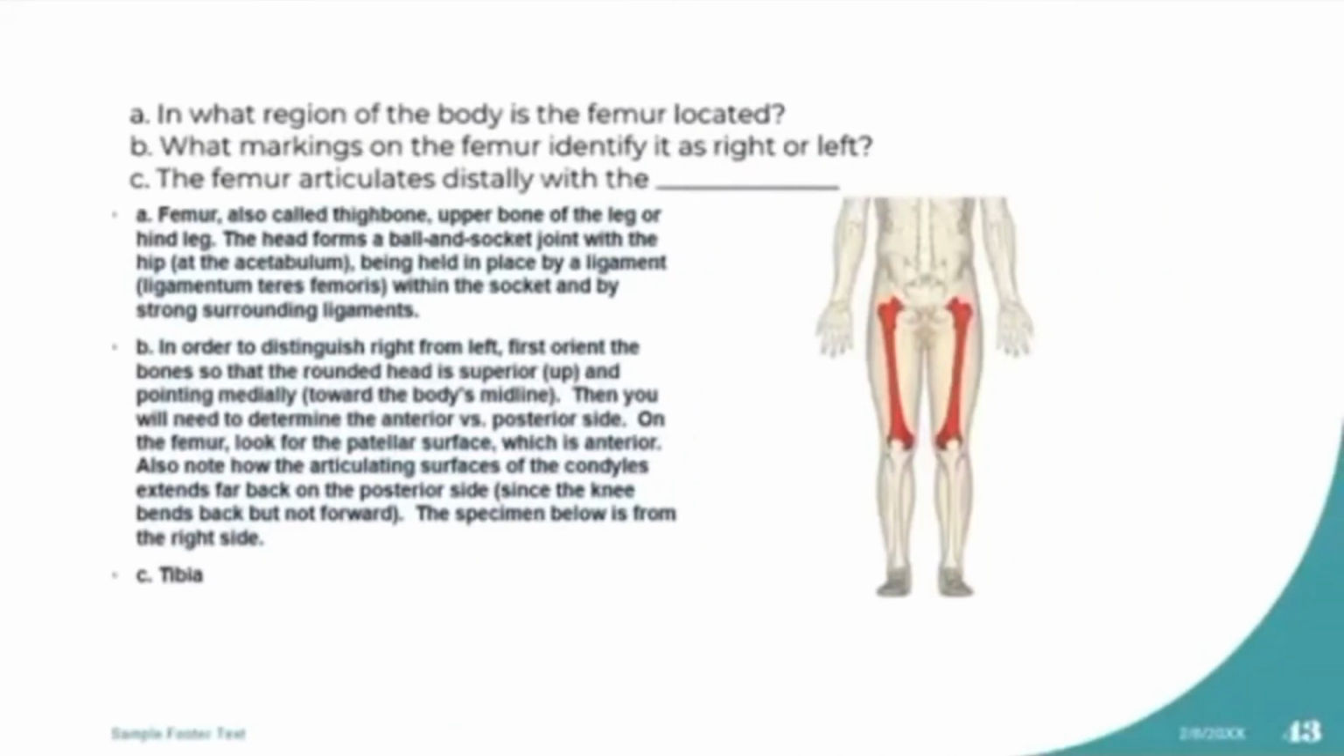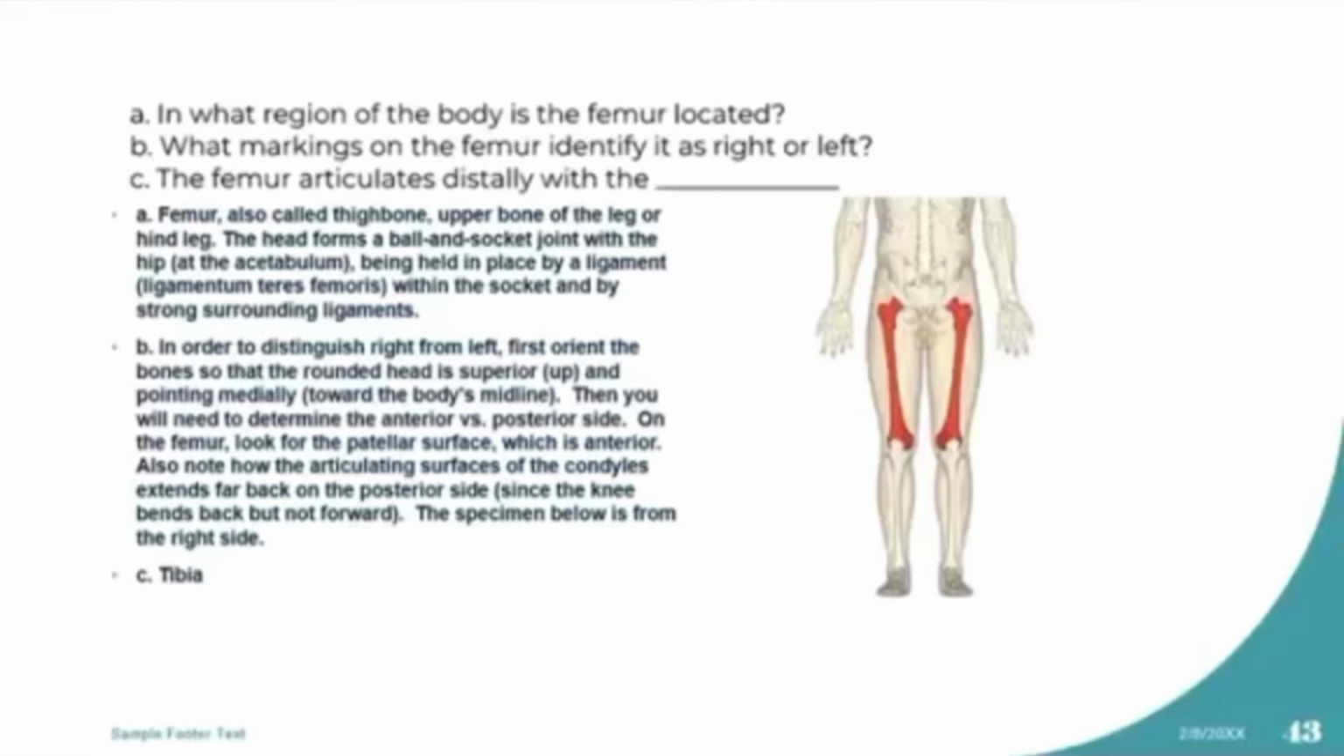A. In what region of the body is the femur located? So the femur is also called a thigh bone, upper bone of the leg or hind leg. The head forms a ball and socket joint with the hip at the acetabulum, being held in place by a ligamentum teres femoris within the socket and by strong surrounding ligaments. So to summarize, the femur is located at the upper bone of the leg or hind leg.